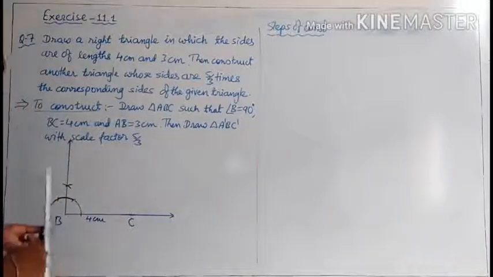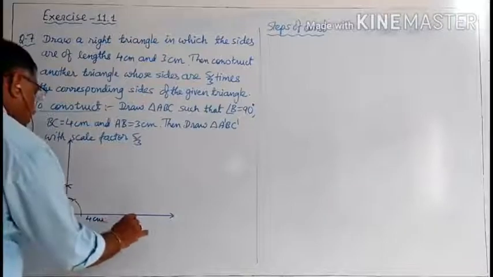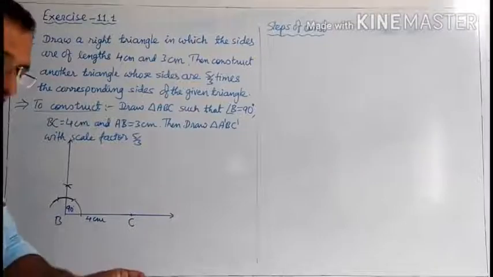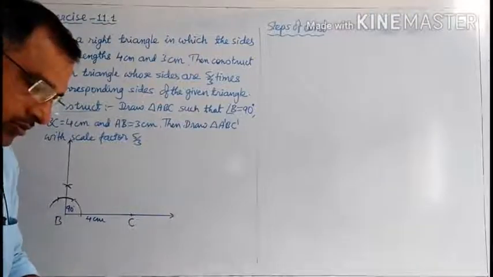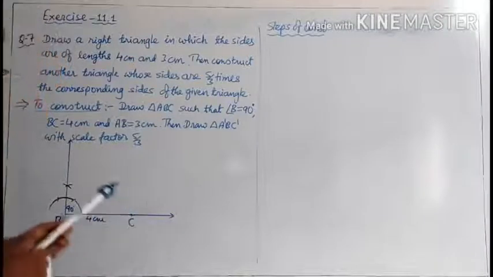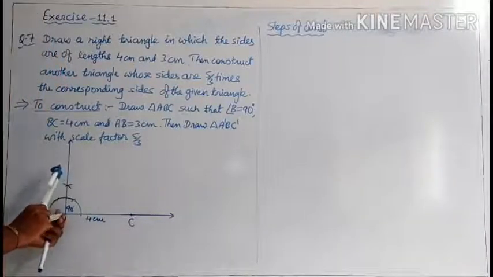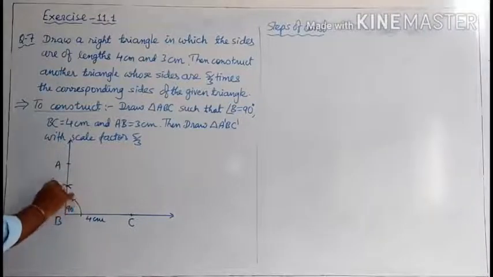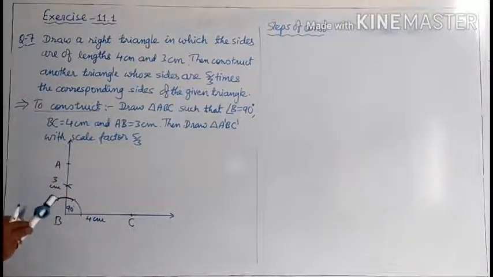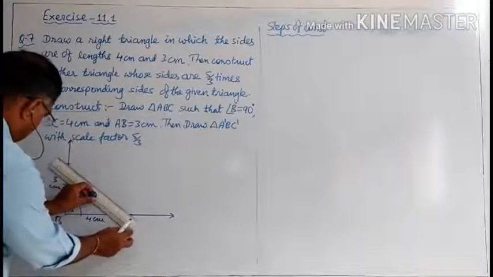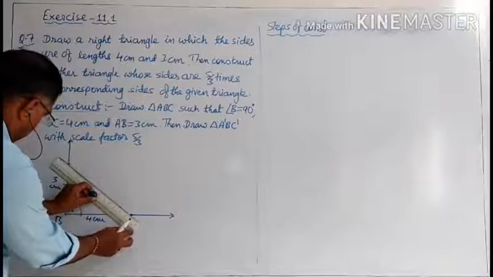Now we have to take here 4 centimeter BC. This is 90 degree. Now AB is equal to 3 centimeter. So AB is equal to here 3 centimeter. So now this is point A and this is 3 centimeter. Join AC. Then the triangle ABC is constructed or drawn with the given measurements.